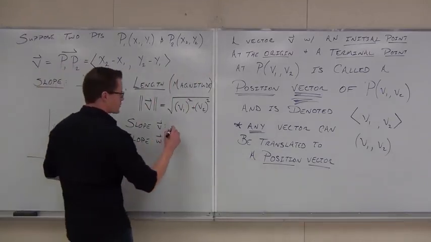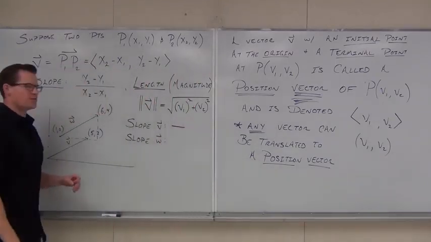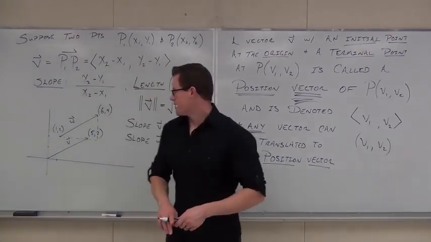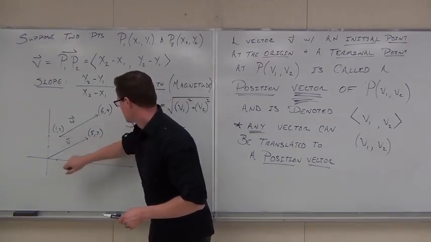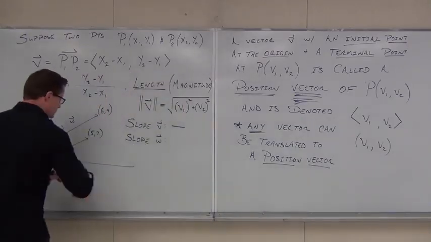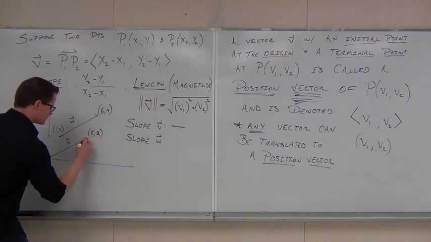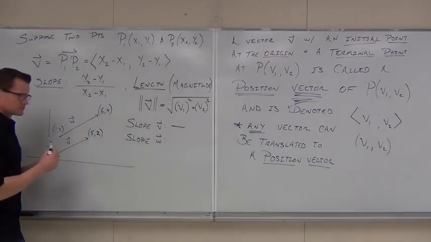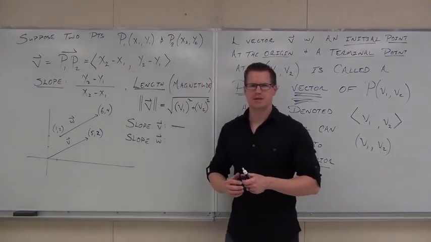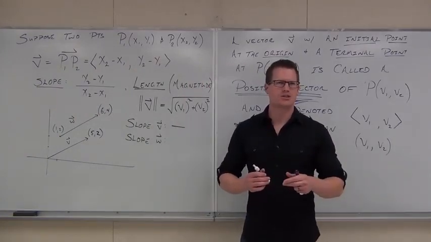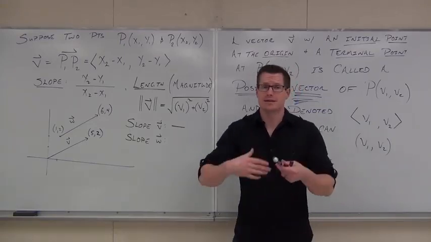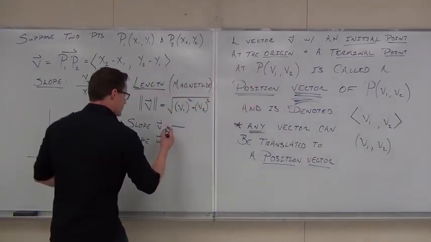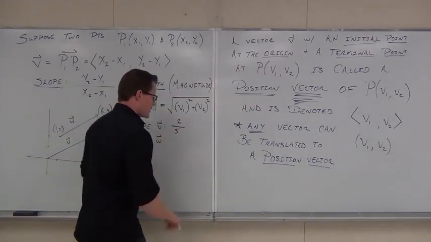Slope of V, I told you there's a really nice way to do the slope of a position vector, which is what we have here. I'm going to erase this. It's kind of bad. Position vector. What's the slope of vector V? Can you tell me what the slope is? How'd you get 2/5? It's rise over run. If we're starting at 0, the rise is 2, the run is 5, so 2/5. What about the slope of W?